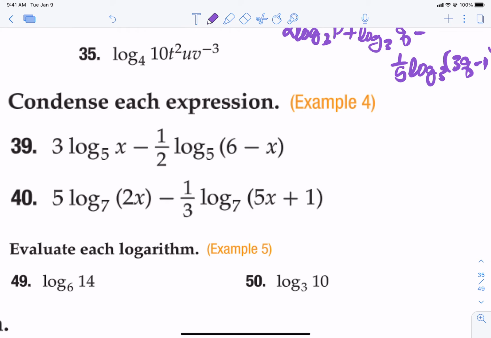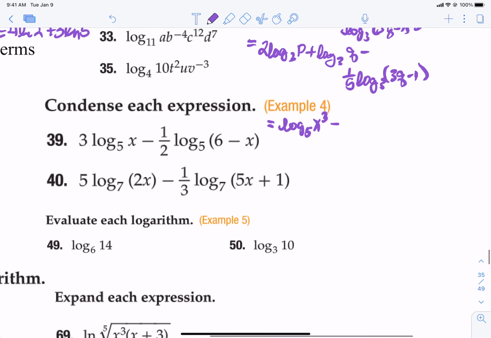So think about the last step, which is to put the powers back on. So let's put our powers back on as our first step. So this is going to be the log base 5 of x cubed minus the log base 5 of 6 minus x to the 1/2. Now a 1/2 power is what kind of radical? It's a square root, right? So this 1/2 power, let's rewrite as a square root.